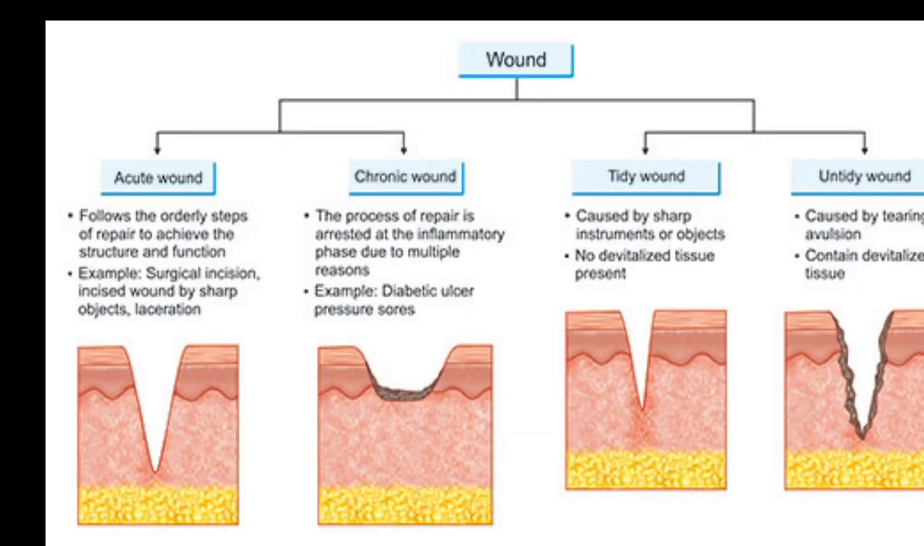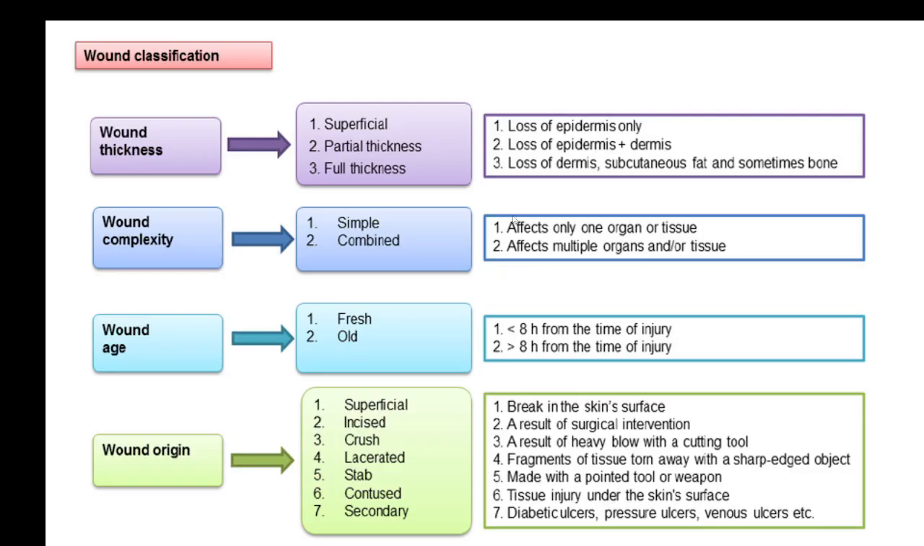In the present day situation, we classify the wounds mainly into acute and chronic wounds. Acute wound is generally the sadyovrana, chronic wound is the dushtavrana. And again, it could be classified into tidy and untidy based upon the shape, or the classification also could be made either based upon the wound thickness, presence of complexity, that's the involvement of other organs or tissues, or the age, that's whether it's fresh or chronic, and the origin of the wound based upon the shapes.